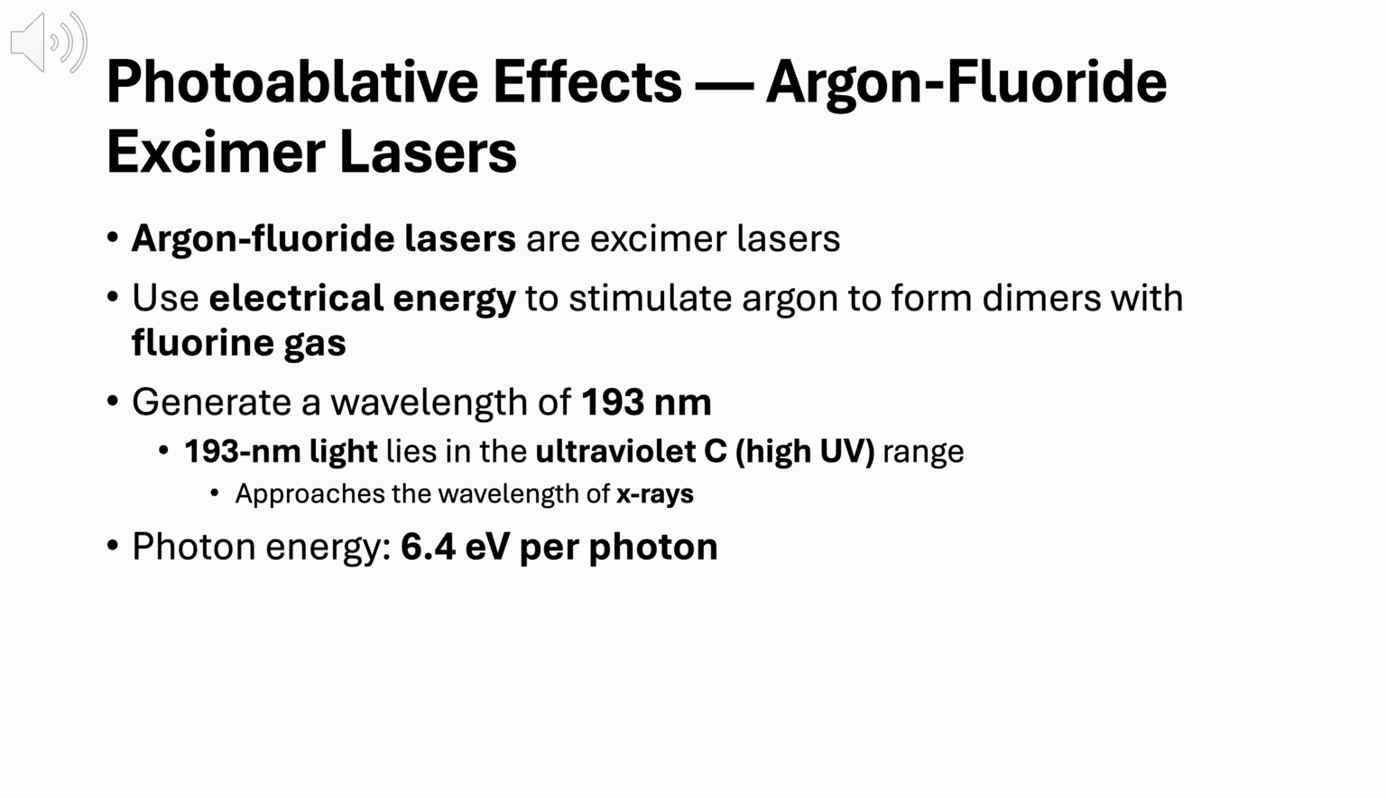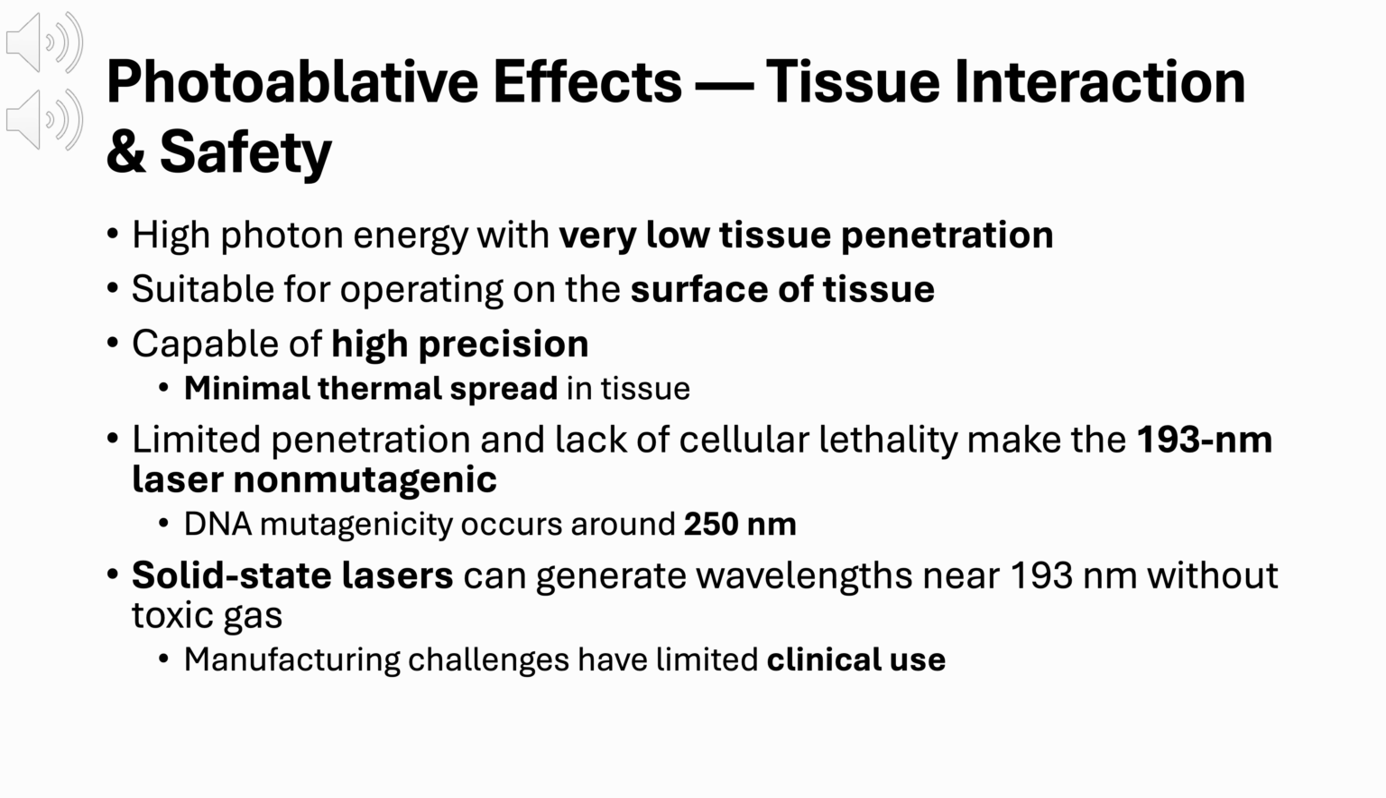That wavelength matters because it determines photon energy. At 193 nanometers, each photon carries about 6.4 electron volts of energy. This is well above the threshold needed to break carbon-carbon and carbon-nitrogen bonds within corneal tissue. Now let's talk about how photoablation actually interacts with tissue and why it's considered so safe.